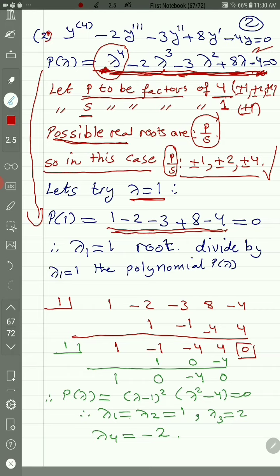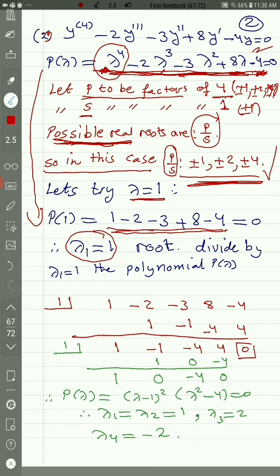So what does that mean? It means that lambda equal to 1 is a root. Okay? So it's a root. If it's not 0, it's not a root, and you try the others. This is why I write here possible real roots. So we must be careful what it means by possible real root. This is plus minus 4, and I write here, this is the most important, how you try them. So it's very easy. You have 4. What are the divisors of 4? Plus minus 1, plus minus 2, plus minus 4.